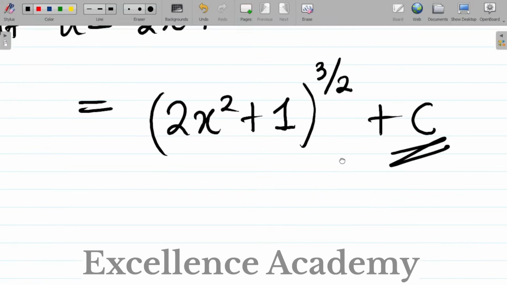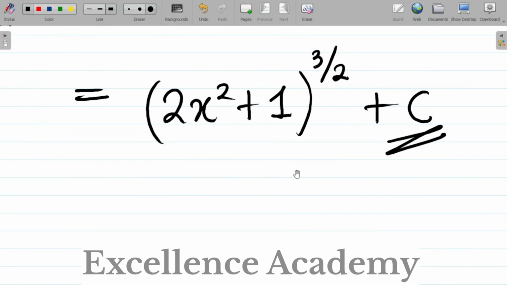If you want to, you can choose to simplify this further. And how do you do that? Note that this is equal to 2x squared plus 1.